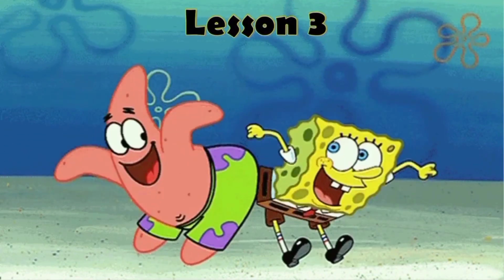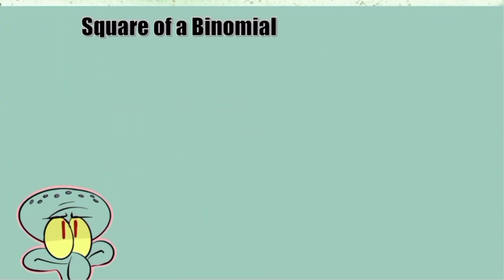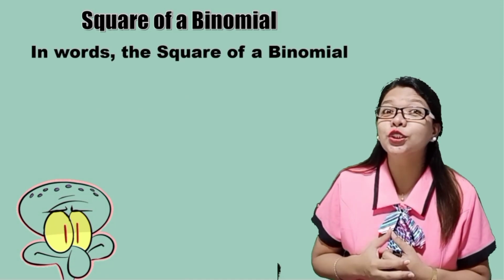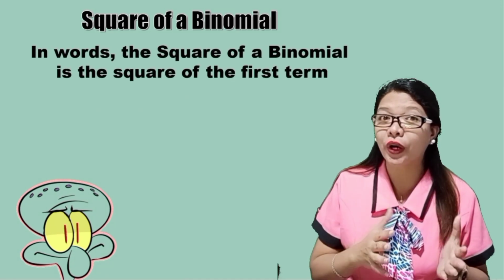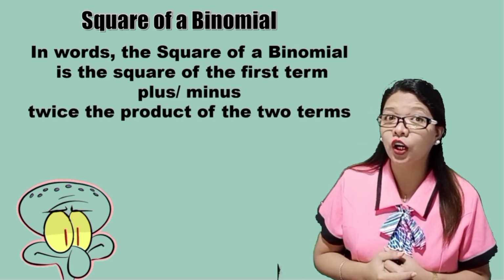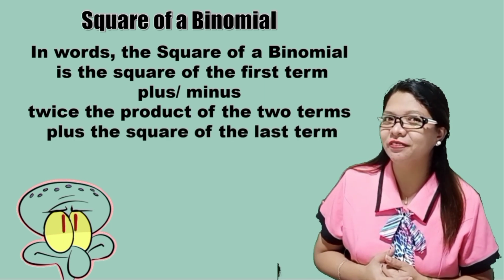Lesson number 3. Square of a binomial. In words, the square of a binomial is the square of the first term, plus or minus twice the product of the two terms, plus the square of the last term.